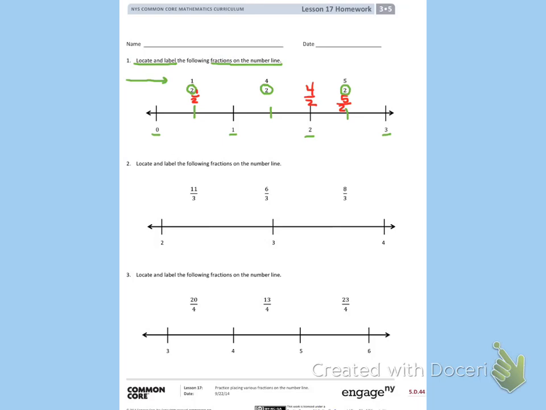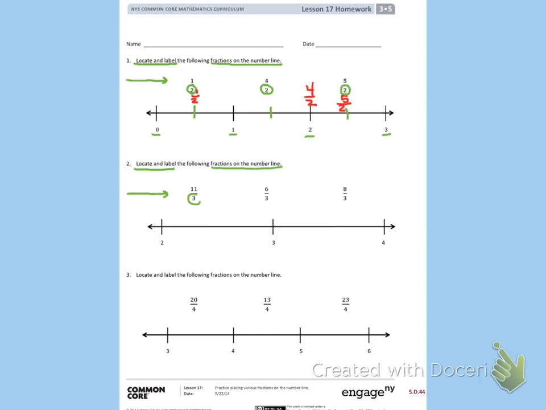Let's look at item 2. The directions say the same thing. Locate and label the following fractions on the number line. I'll underline those important details. Again, locate and label fractions on the number line. Again, here are the fractions: 11/3, 6/3, and 8/3.